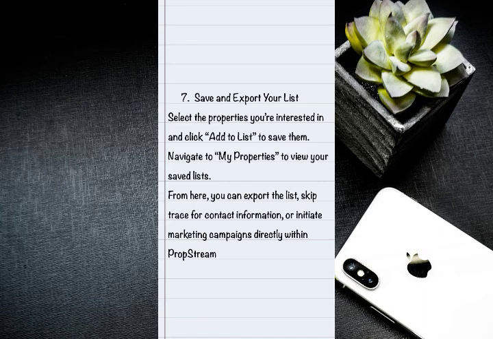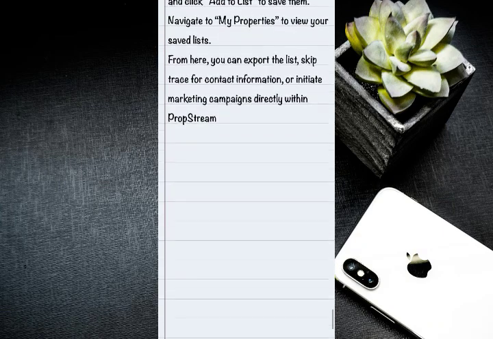to save them. So navigate to my properties to view your saved list. From here, you can export the list, skip trace for contact information, or initiate a marketing campaign directly within PropStream. And that's it.